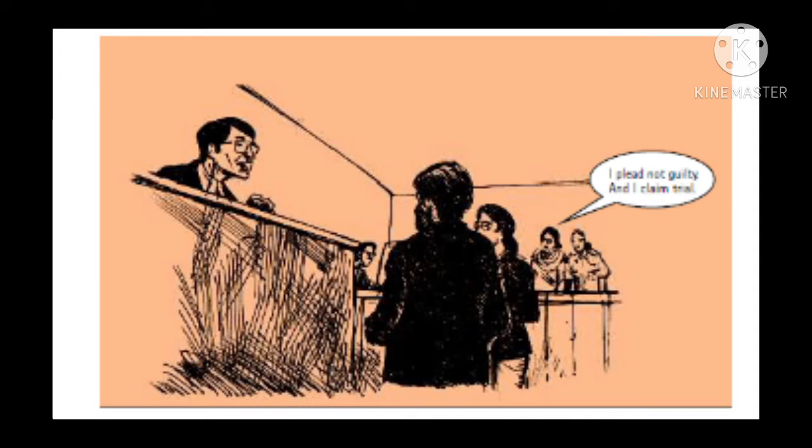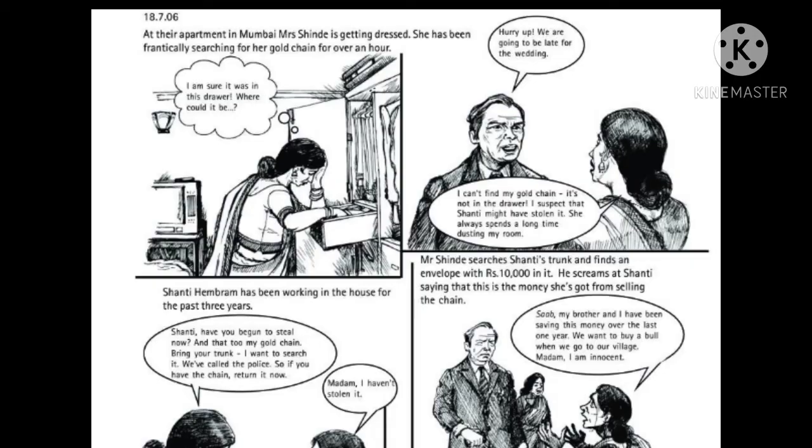At their apartment in Mumbai, Mrs. Shinde is getting dressed. She has been frantically searching for her gold chain, but she didn't find it. Then she discussed with her husband, and they decided that the servant Shanti might have stolen that chain. So she asked her, Shanti, if you have done that, please return it. Shanti said that she didn't steal it.